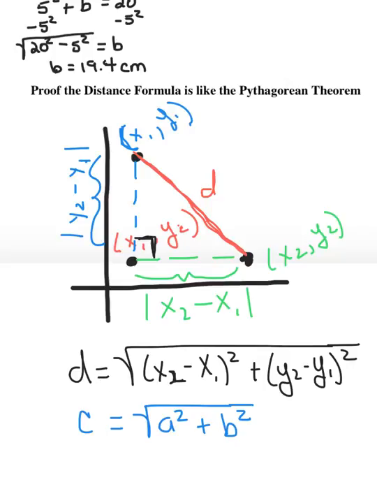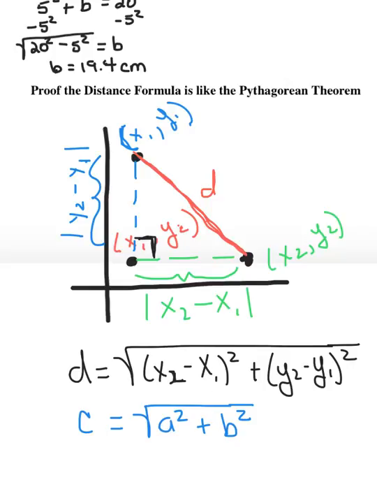D equals the difference between the x's squared plus the difference between the y's squared, and take the square root. That is the same thing as the Pythagorean theorem. Here is C, the length of my hypotenuse, is equal to side A squared plus side B squared, take the square root. So basically all we're saying is that x2 minus x1 is the same thing as A.